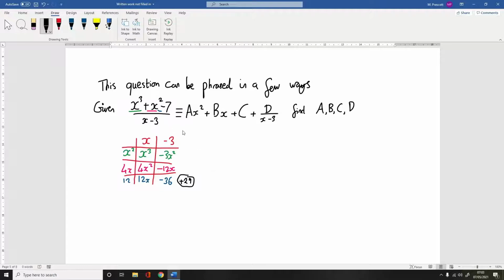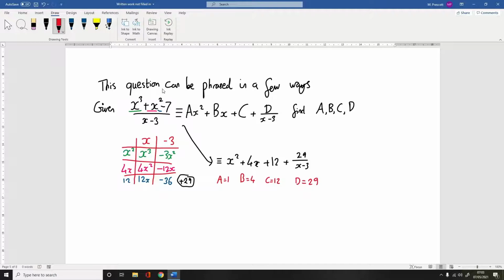So our final answer is going to be that this division is equal to, triple equals, x squared plus 4x plus 12 plus 29 over x minus 3. So I guess in the sense of answering the question, a equals 1, b equals 4, c equals 12, and d equals 29. Okay?